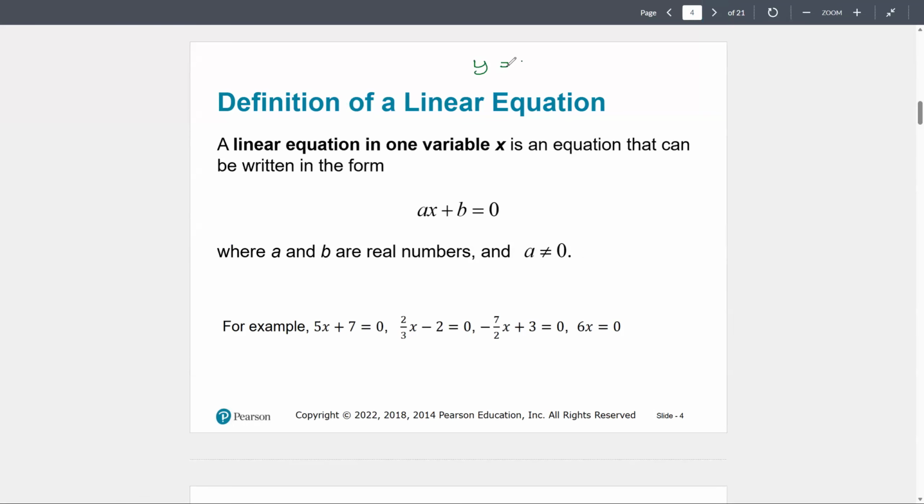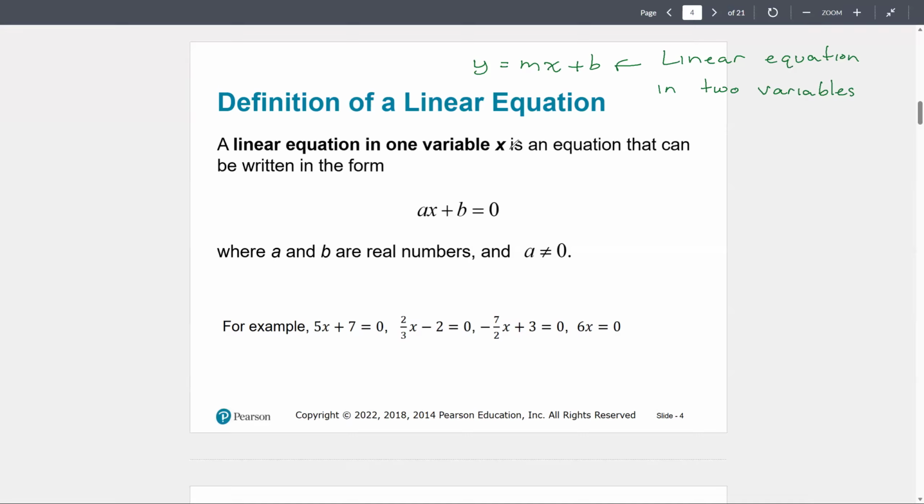So you're probably used to y equals mx plus b. This is two variables. This is a linear equation in two variables. So we're talking about just one variable.